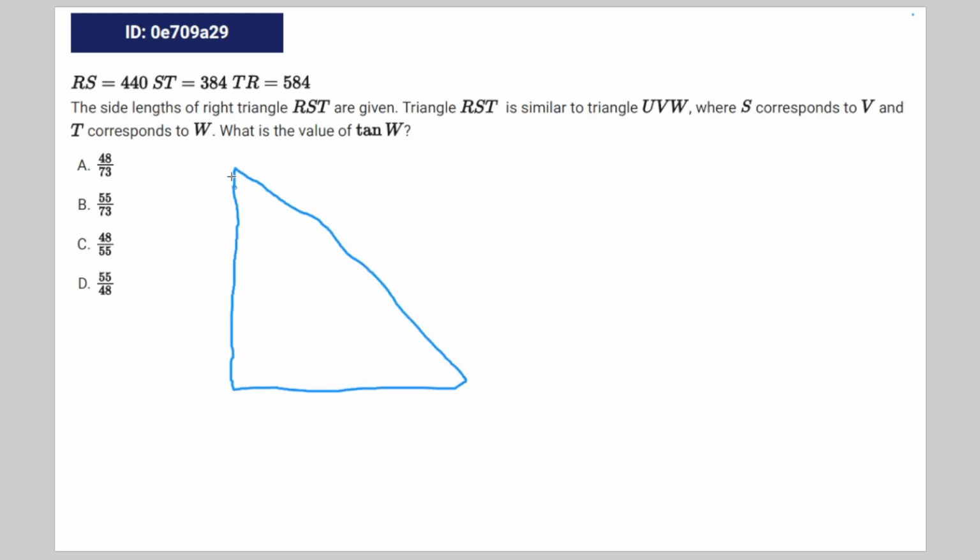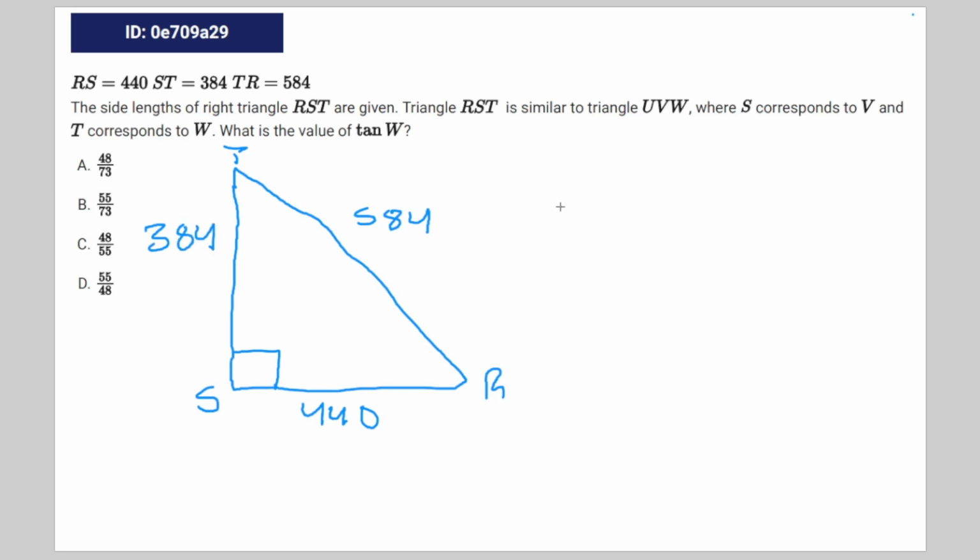Right triangle, naturally. And then it's given that TR is the longest side, therefore it has to be the hypotenuse. So TR goes here, and it has a length of 584, and thus S has to be the right angle. Then just put the given values. RS is equal to 440 and ST is equal to 384.